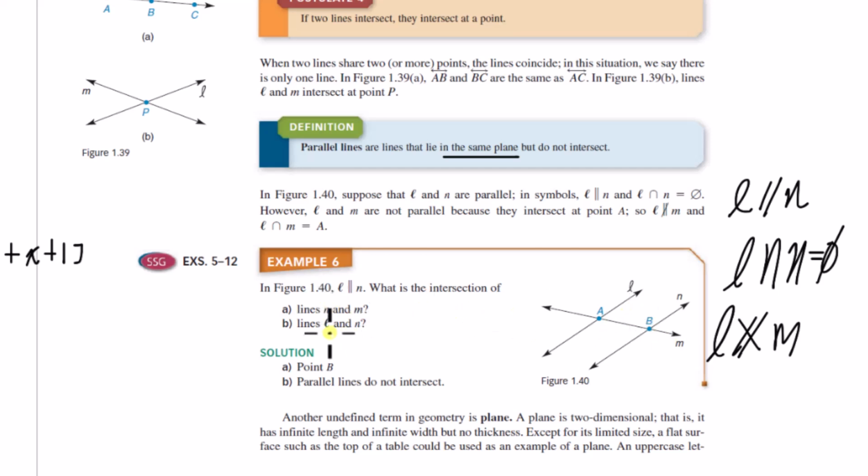They're talking here. So in figure 1.40, L is parallel to N. What is the intersection of N and M? Lines N and M. So N intersects M at point B.